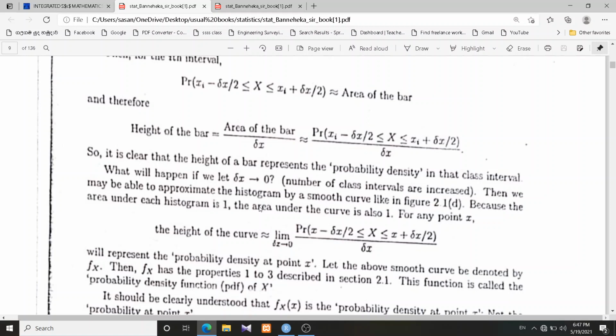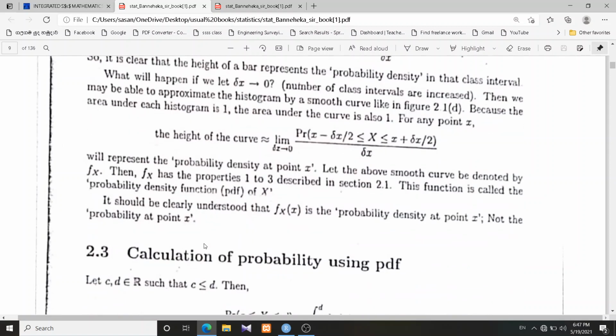So we can let delta x go to 0, then we can say this is going to be equal to the height of the curve. Once delta x approaches 0, it is known as the probability density function, because once each of these class widths approaches 0, there is no more discrete data, there is just a continuous data set, right? So the height of these curves will be giving you the probability density.